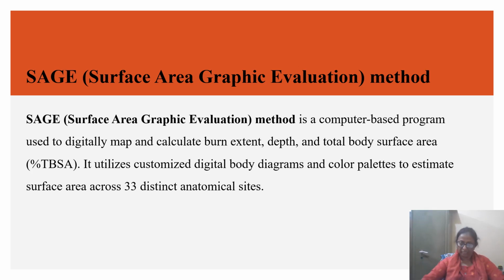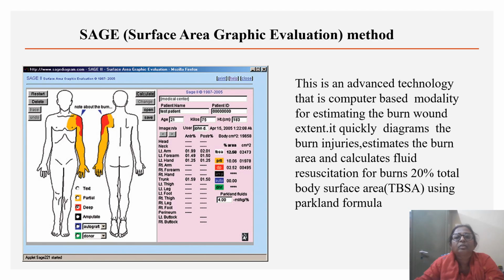So next one is SAGE, surface area graphic evaluation method. This is an advanced technology. Here you can see it's a computer based modality for estimating the burn wound extent. So it's a computer based program used to digitally map and calculate the burn extent, depth and total body surface area. It utilizes customized digital body diagrams and color palettes to estimate surface area across 33 distinct anatomical sites. So this is the picture of a surface area graphic evaluation method.